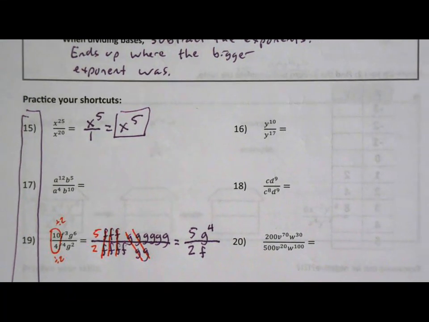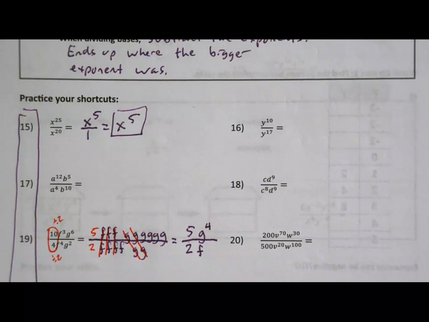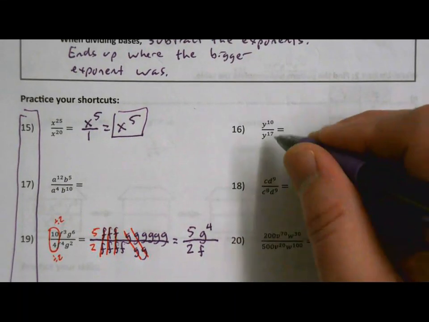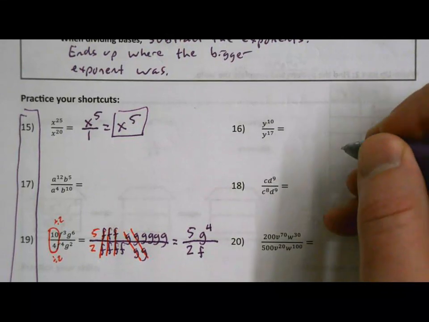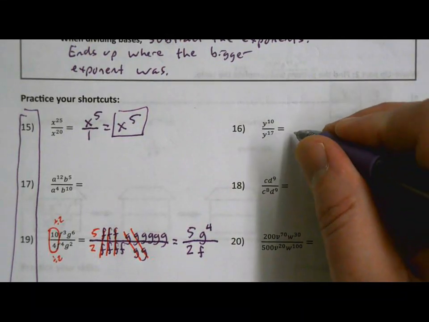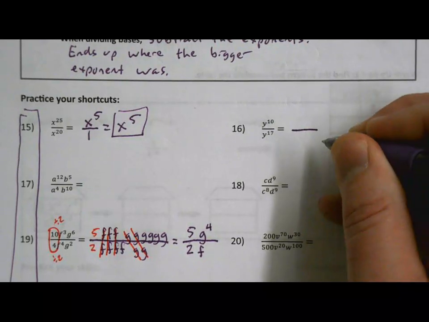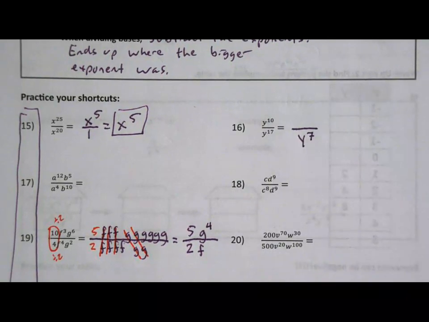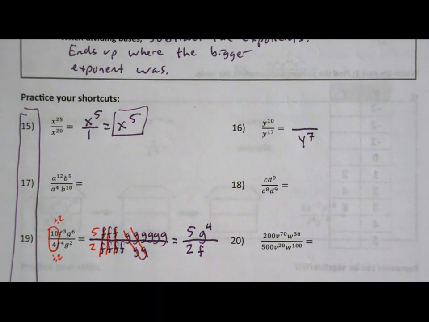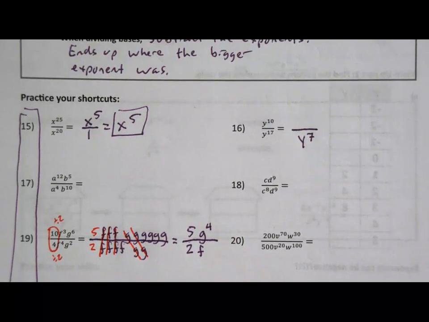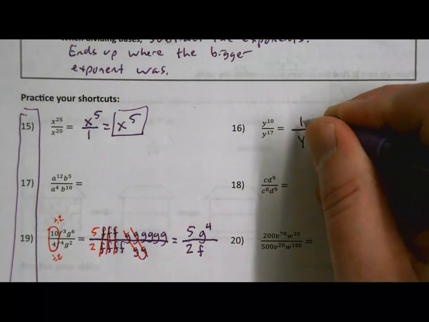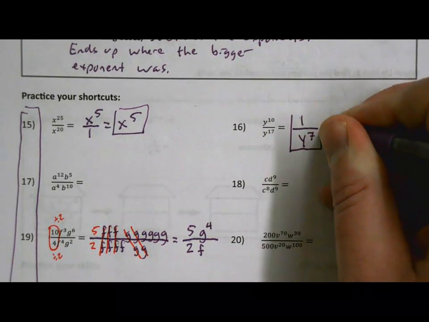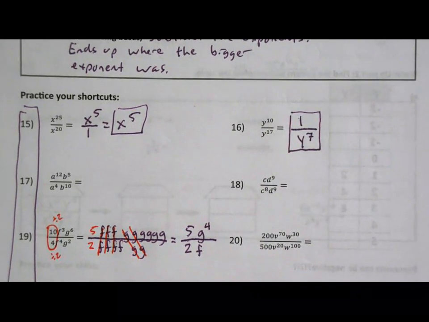One more with me here, Caden. Look at number 16 with me. If I wrote out all these y's and I started canceling, how many y's would be left over on the top or the bottom? 7 y's left over on the bottom. And what do we put on the top since everything canceled on the top? 1. Now, when we have a 1 on the top of a fraction, we cannot just get rid of it. It has to stay there. So my final answer has to be 1 over y to the 7th, and that's it.